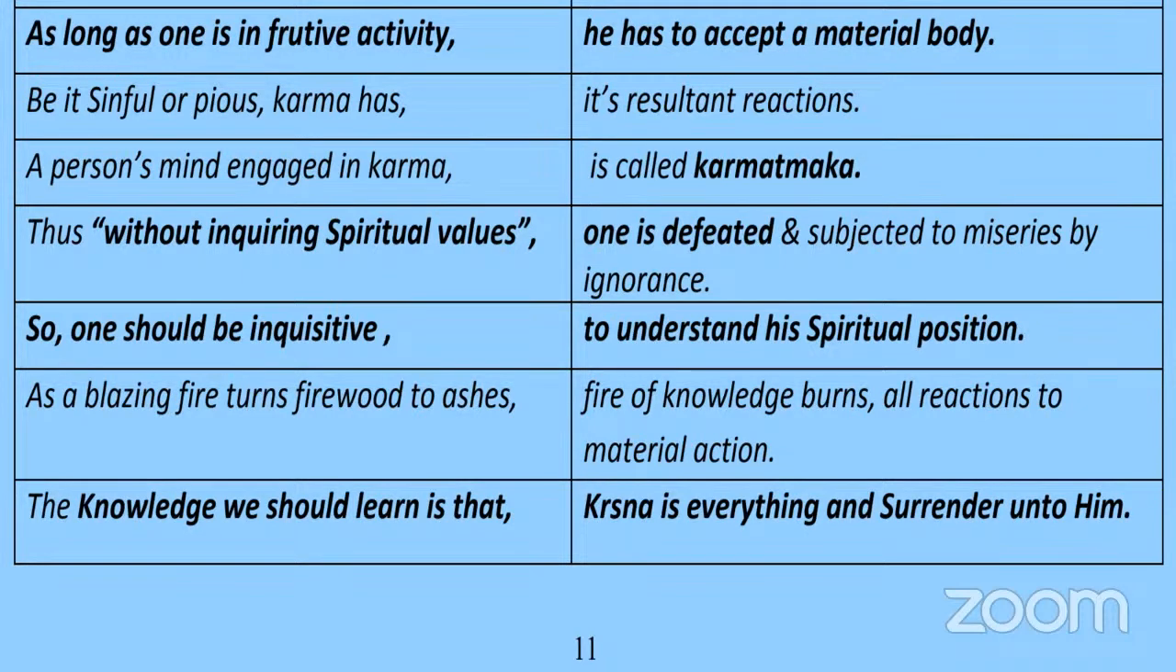The knowledge we should learn is that Krishna is everything and surrender unto him. That is all the knowledge. Maharaj has given it in one line: Krishna is everything and surrender unto him. This is the knowledge we should have. Okay.